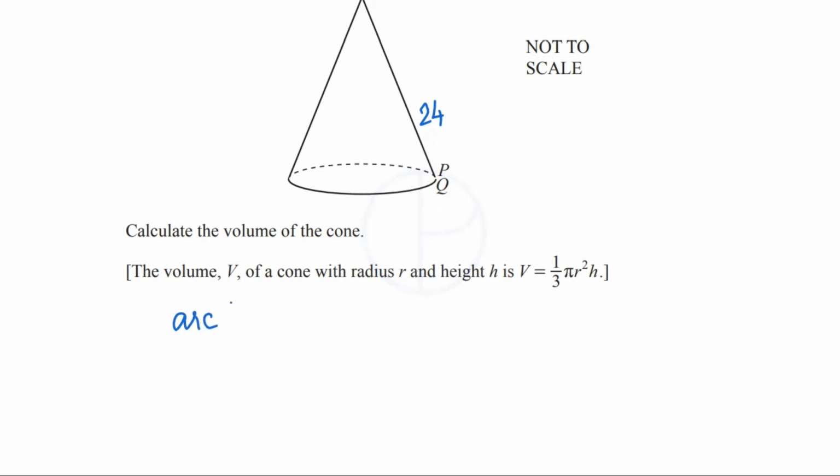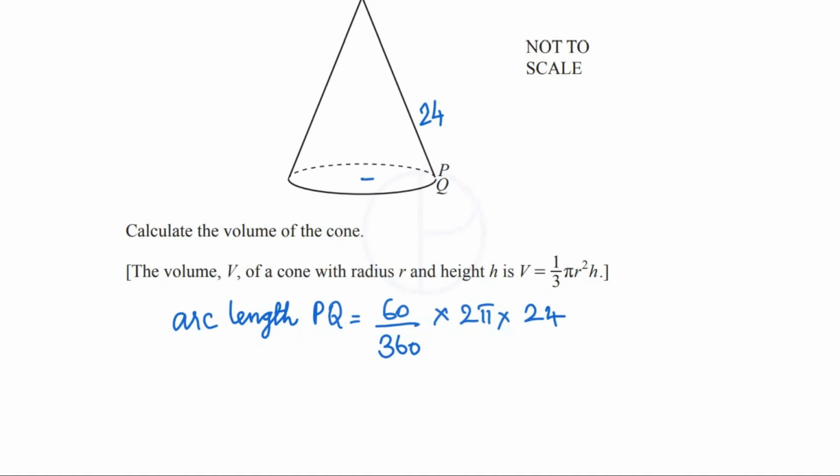Now arc length PQ can be calculated by using the formula theta divided by 360 times 2 pi r. So here the angle is 60 divided by 360 times 2 pi times 24 as the arc length PQ, and this becomes the circumference of the cone. That is, this is equal to circumference of the cone.